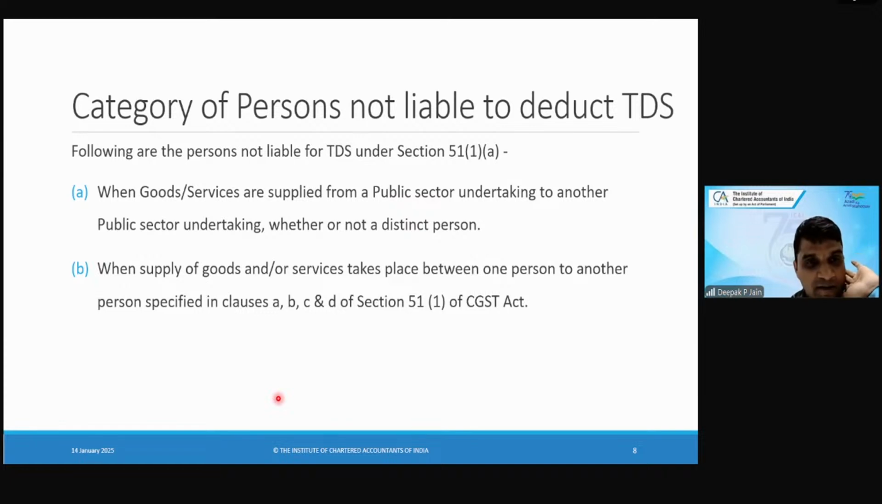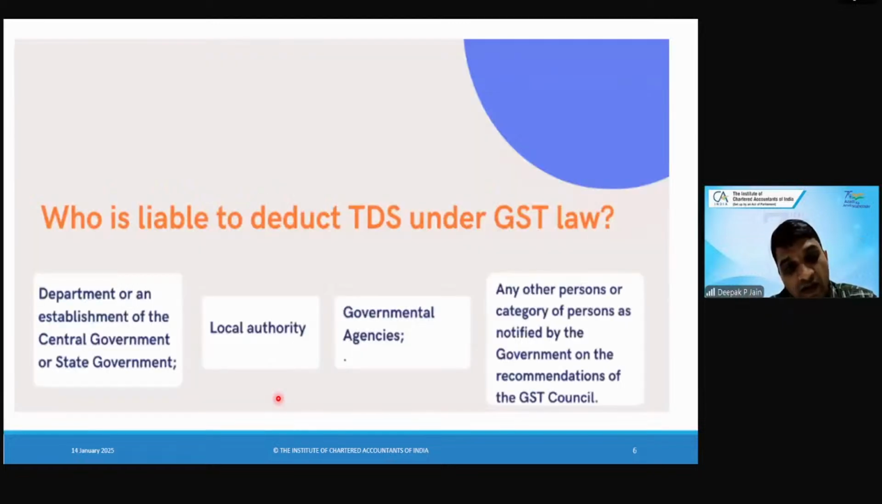Second, when supply of goods or services takes place between one person to another person specified in clause A, B, C, D of 51(1). That is apart from one government to another. If there's any cross transaction between one government entity to another, local authority to government, any kind of cross exchange of services within these four categories, then also GST TDS is not required.